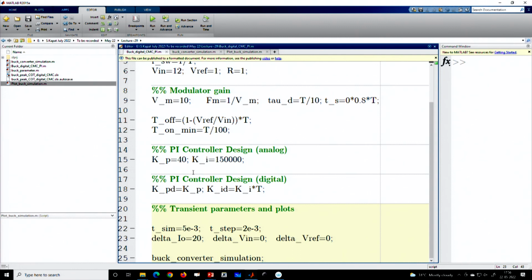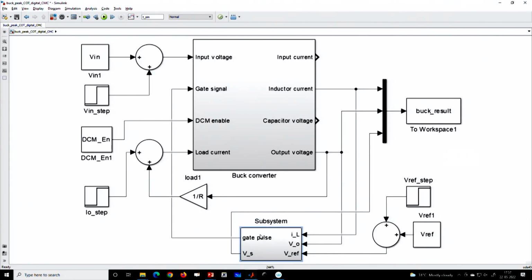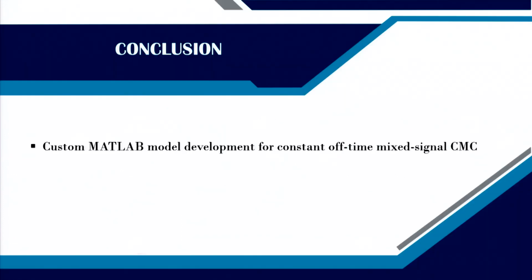What I am saying here is we have considered T by 100 as the minimum on time, but you can customize it. You can customize the other parameters. By that way we can implement the constant off time modulator, and we have discussed the overall diagram simulation, how to implement it in Simulink. That means we have discussed the complete block diagram realization using MATLAB Simulink. So in summary, we have discussed custom MATLAB model development for constant off time mixed signal current mode control, and we have also discussed some MATLAB simulation case studies.